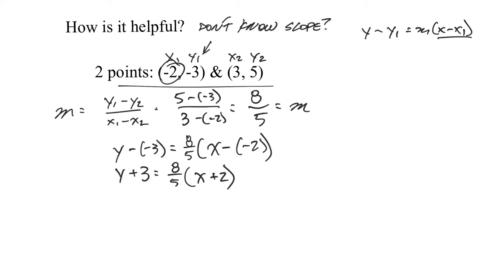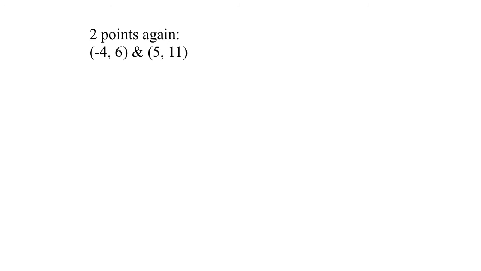All right, let's see the next example. 2 points again. Well, first, let's write down what the formula looks like: y minus y1 equals the slope times x minus x1. We don't know what the slope is, so let's find it. I label my points, x-coordinate, y-coordinate, x-coordinate, y-coordinate. And then I plug it into my slope formula.